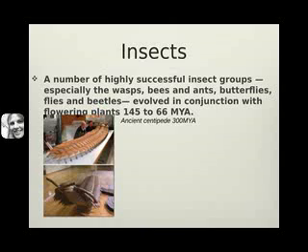But it's also important for us to think about what occurred after plants colonized Earth. So especially once we have plants that require pollinators, like the flowering plants, we see a number of highly successful insect groups like the wasps, the bees, the ants, the butterflies, flies, and beetles that evolved in conjunction with the flowering plants about 150 to about 50 million years ago.